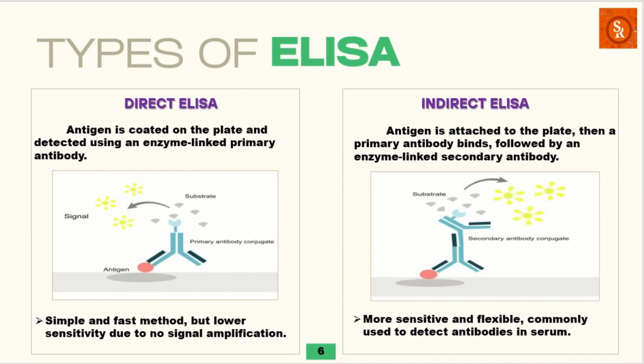So moving on to the next type, indirect ELISA. Here the antigen is first attached to the plate, then the primary antibody binds.